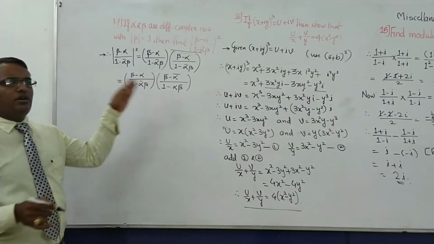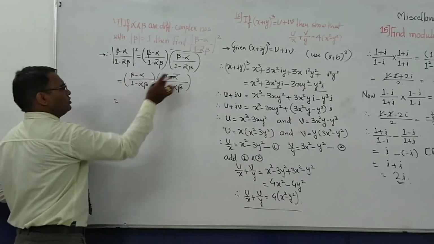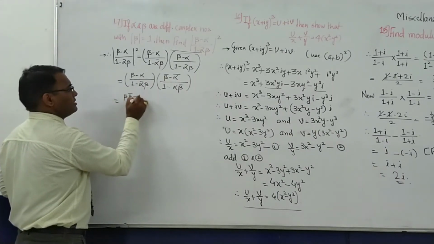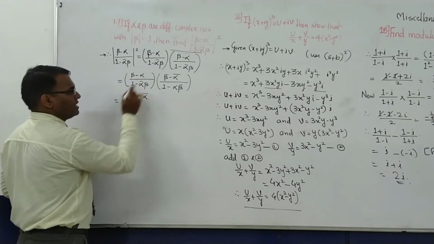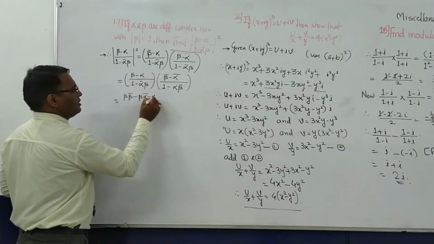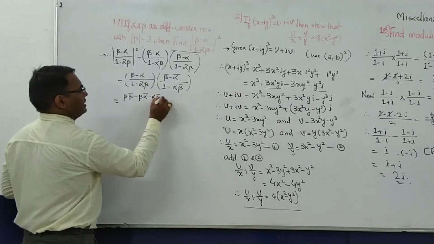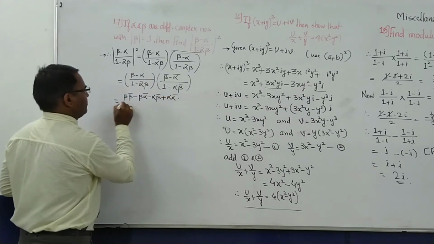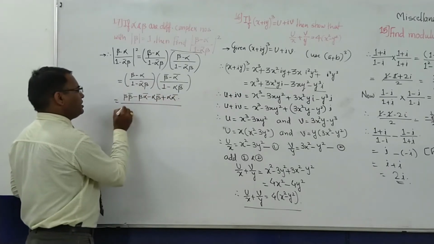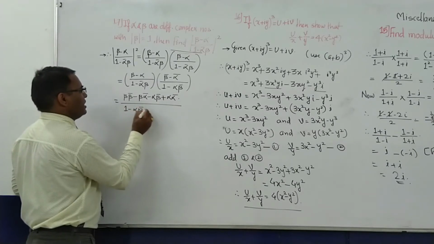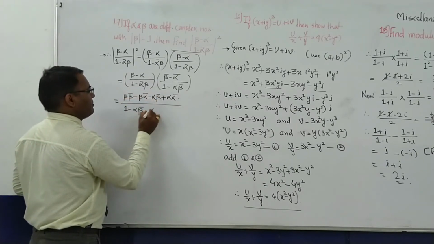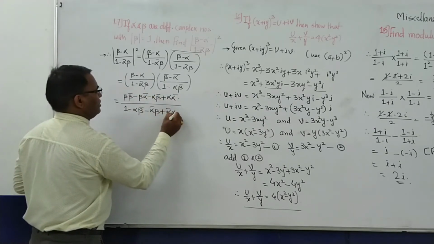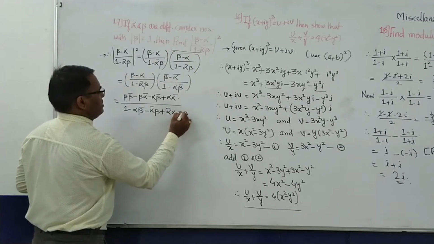Now what you can do? Normal multiplication: beta into beta bar minus beta into alpha bar, then minus alpha into beta bar, and then minus into minus plus alpha into alpha bar, upon 1 into this number as it is, that is minus alpha beta bar. Now minus alpha bar beta, and then minus into minus plus alpha bar alpha into beta beta bar.